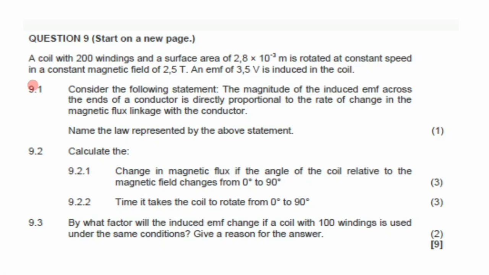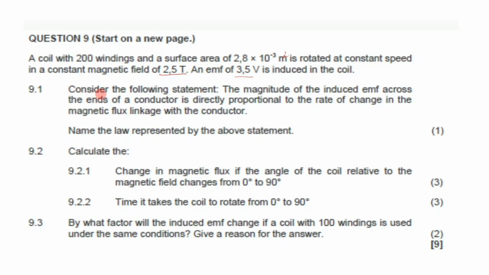Okay, so we have question 9. It says a coil with 200 windings and a surface area of 2.8 times 10 to the power of negative 3 meters squared is rotated at a constant speed in a constant magnetic field of 2.5 Tesla, and an EMF of 3.5 volts is induced in the coil.